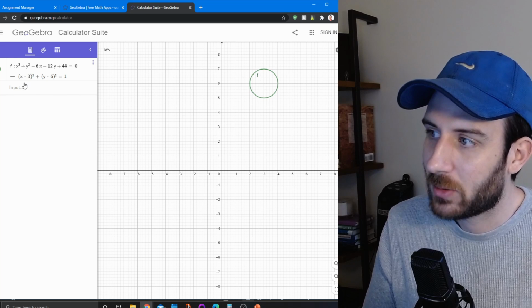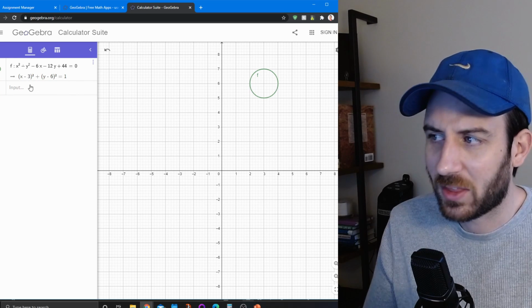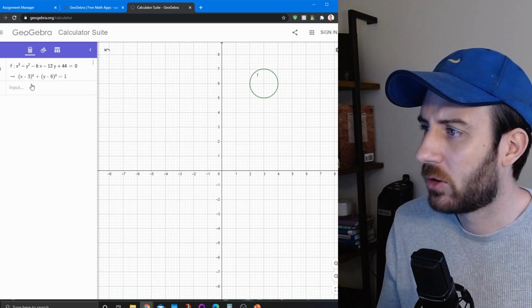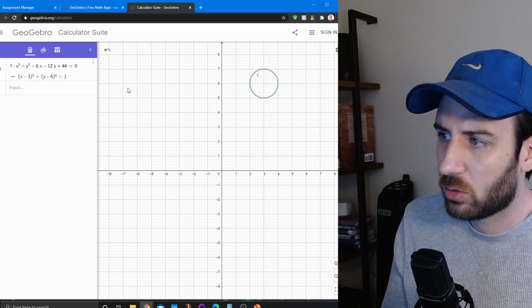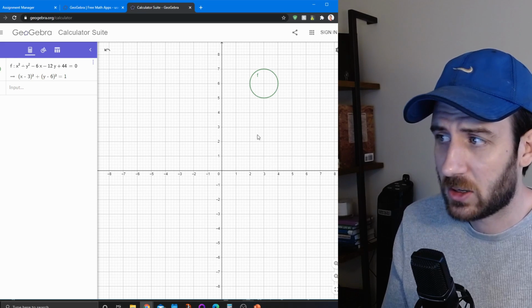And notice that even in GeoGebra, it actually solved this for me. I've got x minus 3 squared plus y minus 6 squared equals 1. That's what it's claiming is my circle. That's very odd. I'd like to find out why that is. So let's go back over and see, is it true that this is a circle? Is it true that it's a circle of what looks like radius 1 that's centered at 3 and 6?